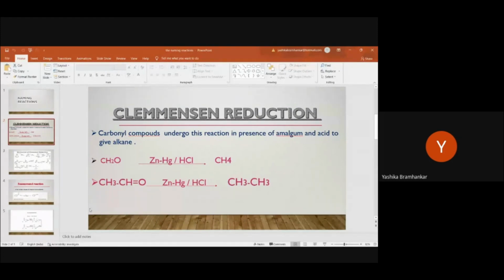CH2O. It's methanal. What is the common name? Formaldehyde. So it is methanal, or we can also call it formaldehyde. In the presence of zinc and mercury, it gives the corresponding alkane, that is methane. Similarly, here it is ethanal, or we can say acetaldehyde, which undergoes Clemmensen reduction reaction to give ethane.